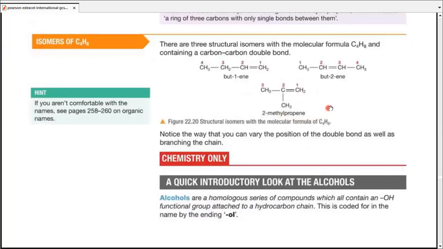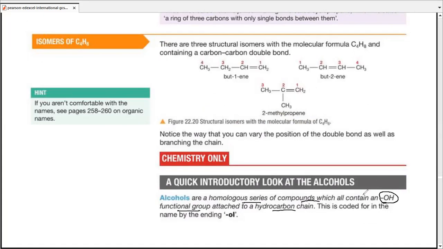A quick look at the alcohols. Up next are alcohols. We are now going to get out of hydrocarbons. Hydrocarbons were the compounds that were completely composed of just two elements, carbon and hydrogen. As soon as we move on to alcohols, it won't be a hydrocarbon. Why? Because there would be a third atom, oxygen, involved in all of the structures. Alcohols are the homologous series of organic compounds which all contain an OH functional group attached to the hydrocarbon chain.